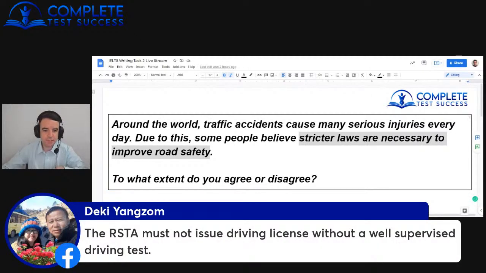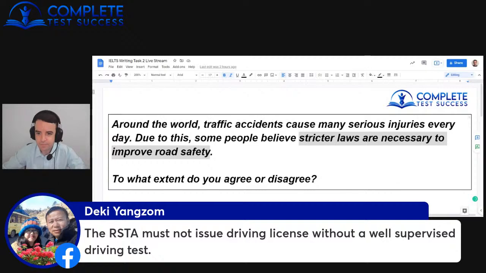The RSTA must not issue driving licenses without a well-supervised driving test. So again, this is not about whether stricter laws are necessary or not. This is a recommendation. This is what you think people should do. So if you're saying you agree, you have to explain how stricter laws will improve road safety. And if you're disagreeing, you have to say how stricter laws will not improve road safety. So that's what you're saying.